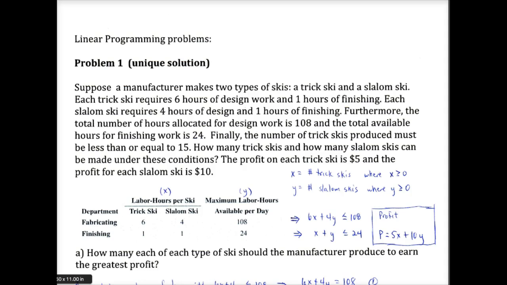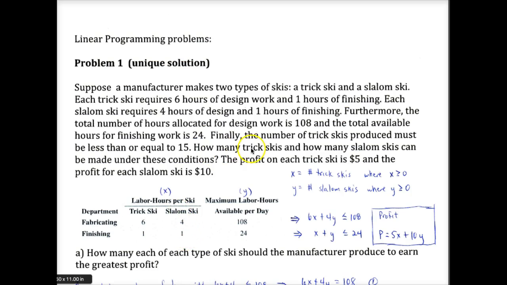The first thing is that we know that each trick ski requires 6 hours of design work and 1 hour of finishing, okay? So for the trick skis, 6 hours of design, which is basically fabricating it, making it, and then 1 hour of finishing. For the slalom ski, we have 4 hours of designing or fabricating and then 1 hour finishing as well.